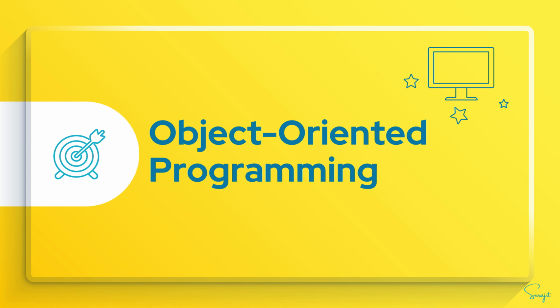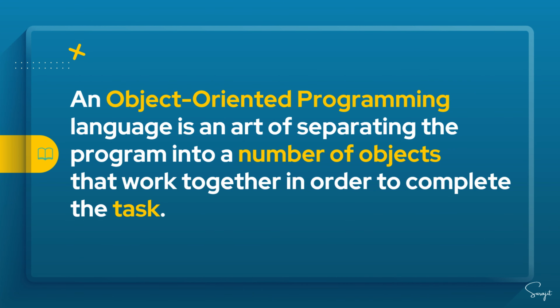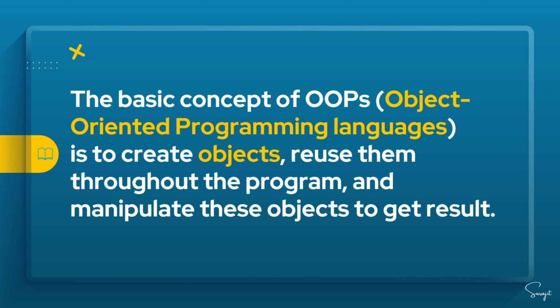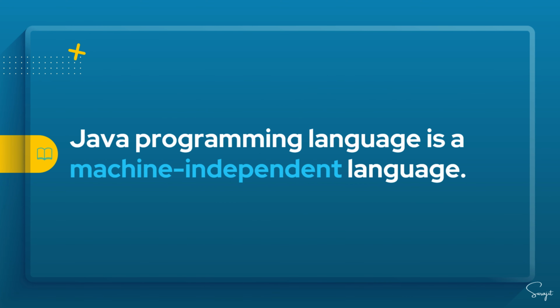Now, let's talk about object-oriented programming. What is an object-oriented programming language? An object-oriented programming language is an art of separating the program into a number of objects that work together in order to complete the task. So, the basic concept of object-oriented programming languages is to create objects, reuse them throughout the program, and manipulate these objects to get results.